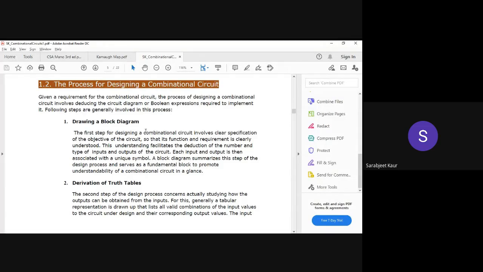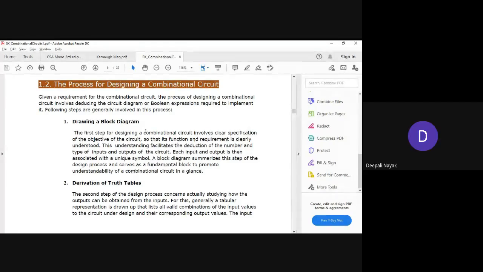Okay, so the idea is just to put down an objective and clarify the number of inputs and outputs and the function that is required to be done. How the function will be done, that is what is the actual design. We will come to it later. Is this clear?